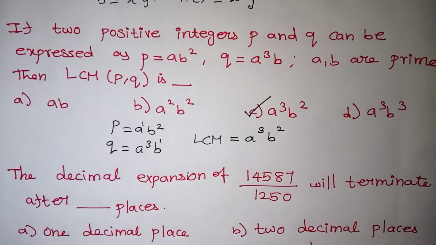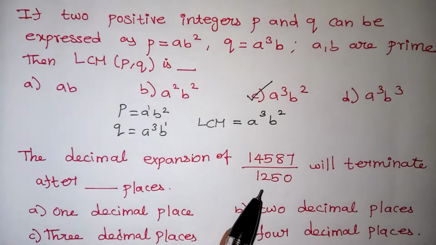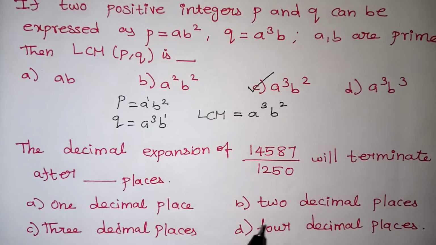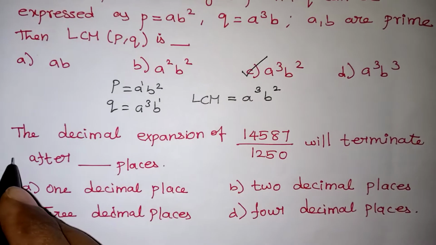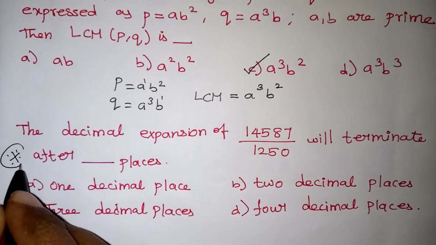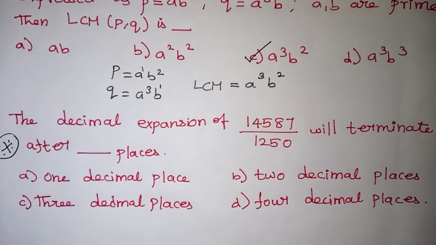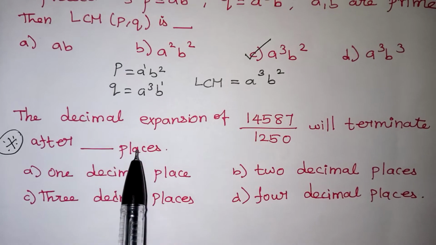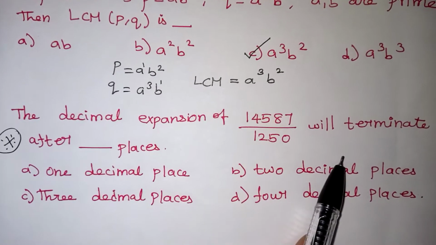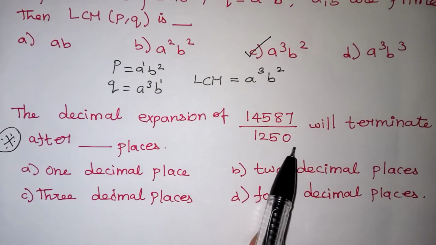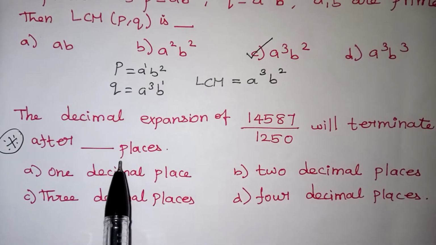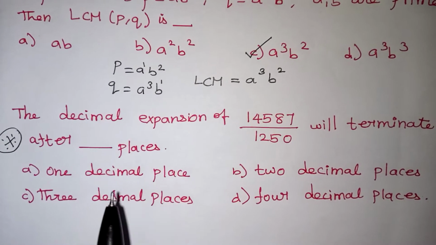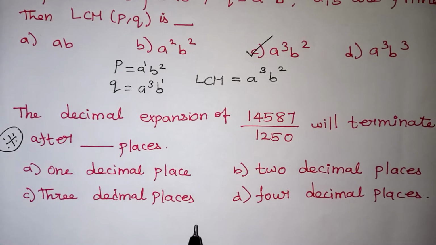Next one. The decimal expansion of this number will terminate after dash places, they are asking. Very important question, many of your exam papers have asked it. The decimal expansion of this number will terminate after how many places? So this is a terminating decimal; after how many places is what you need to find. Without division we can find the answer very easily.